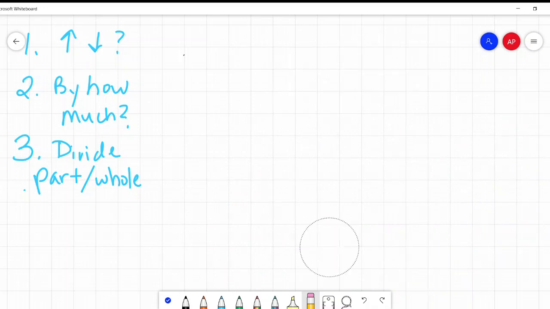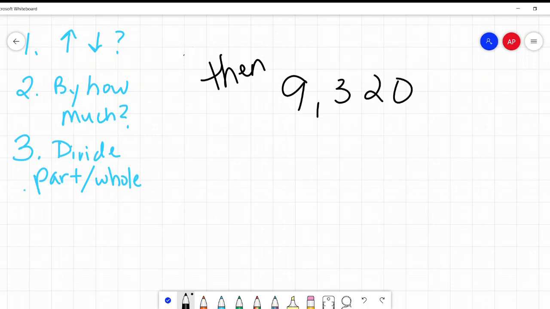Okay. Let's get another one here. All right, I have someone, she's a sophomore at a college. Last year, this was then, tuition was $9,320 per semester. This year, now, it is $10,252. What was the percent of increase in the cost of tuition?